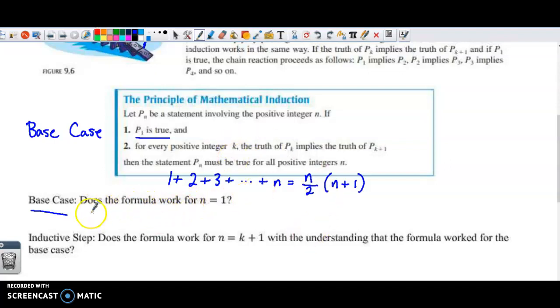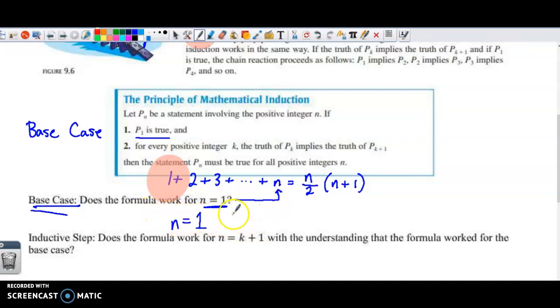Okay, so what I do for the base case, there's two options. You can either just look at the first number. In this case, the first number is 1. Sometimes what I do, though, is I actually plug in n equals 1 for this part right here. Well, this is really easy because if I plug in n equals 1, I get 1. So that's my base case.